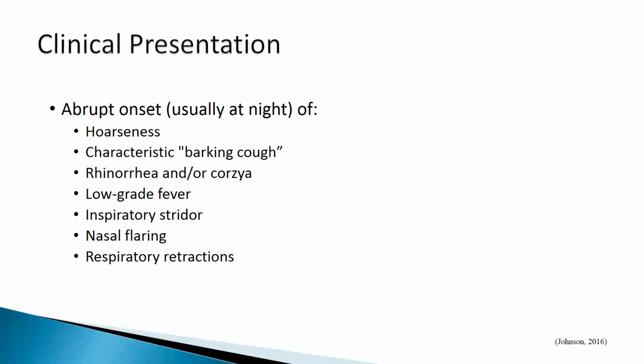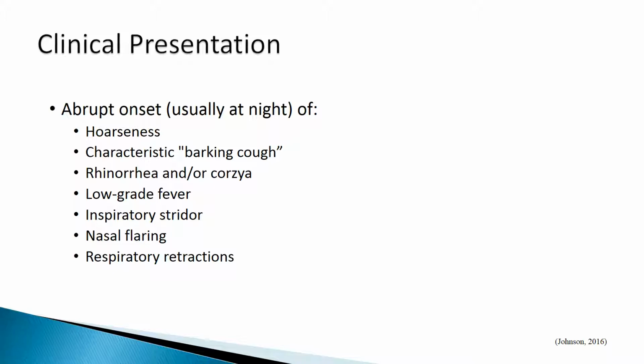So this is very abrupt onset. When you're gathering your history, that's something to note. It's after any congestion and barking cough begins. You can see some other symptoms like rash, conjunctivitis, swollen lymph nodes, but they're rare.